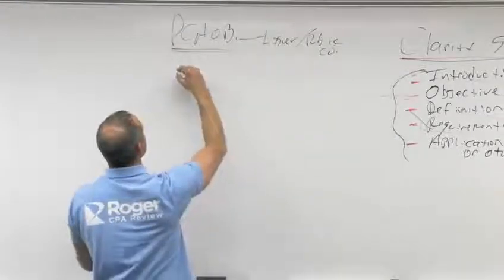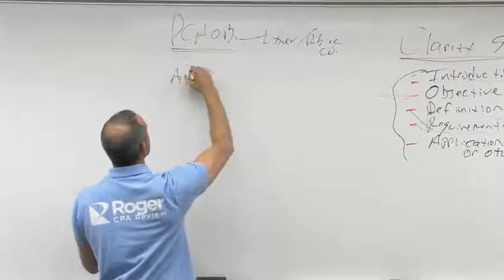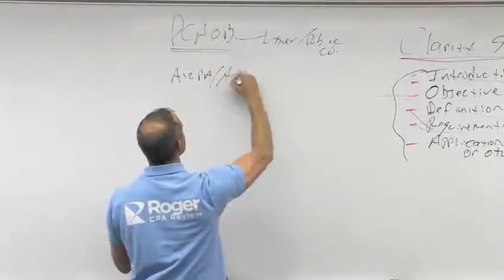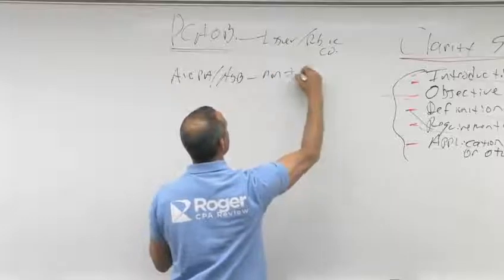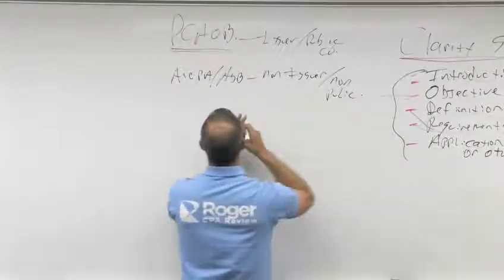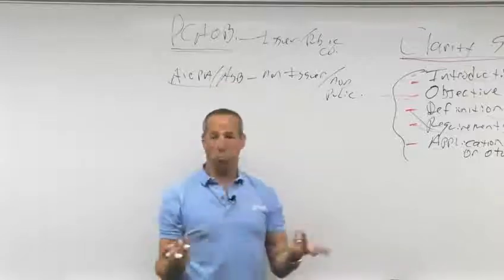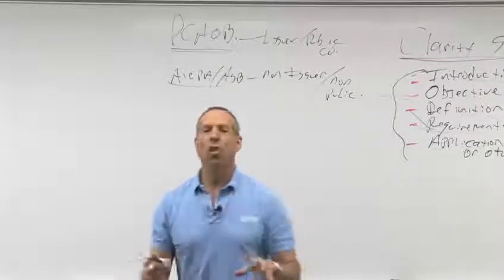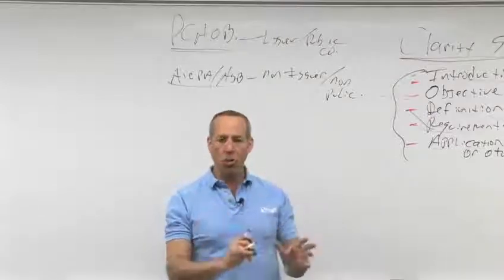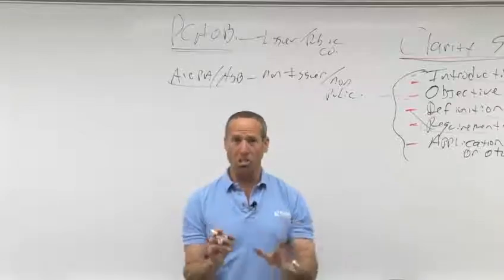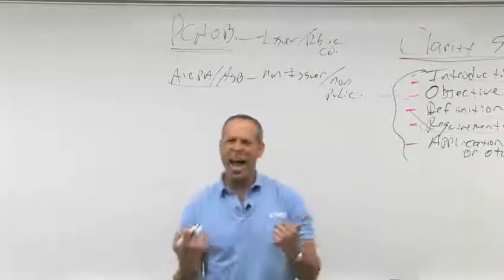When we talk about an AICPA non-issuer, or let's say ASB, Auditing Standards Board, that is a non-issuer, a non-public entity. A non-issuer, non-public would be Roger C. peer review, right? Am I publicly traded? Not yet. So that would be a non-public, non-issuer. So we still have to deal with the clarity standards. All right, those are the standards we're following. But again, GAAS still applies.